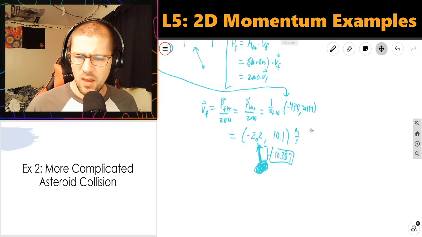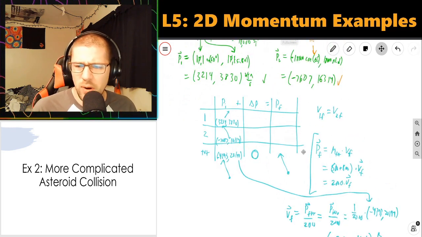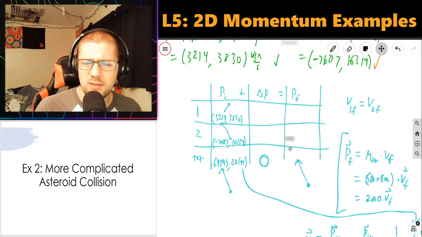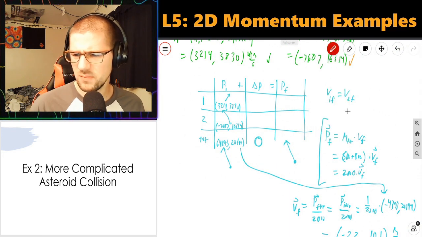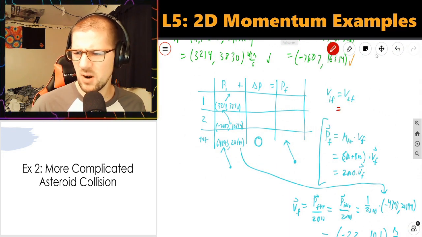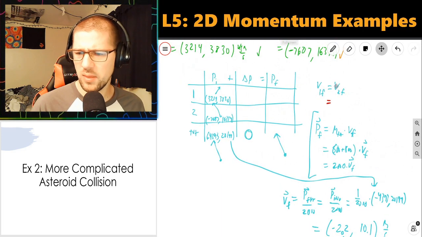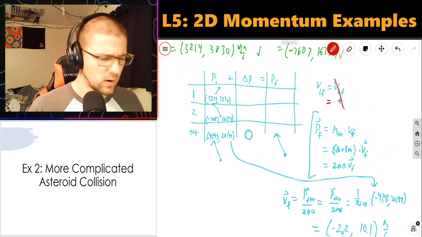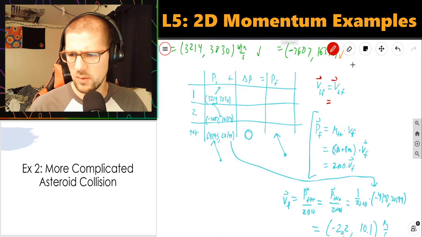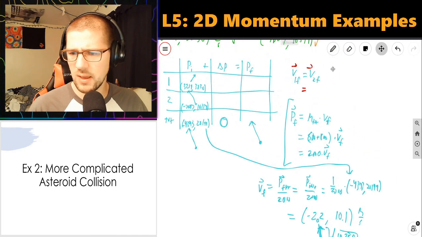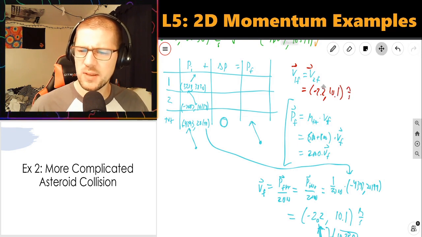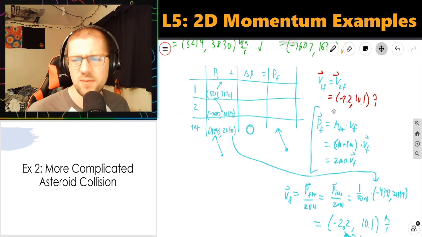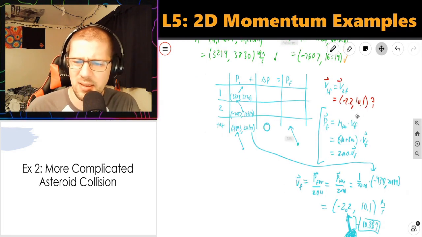All right, let me return briefly to my momentum chart here, just to have this thing totally filled out. So V final, these things are both just 10.33 meters per second, or in terms of their vector form, the vector form is just negative 2.2, 10.1 meters per second. Okay, cool. So now I can apply that to each of my individual masses and see what happened.